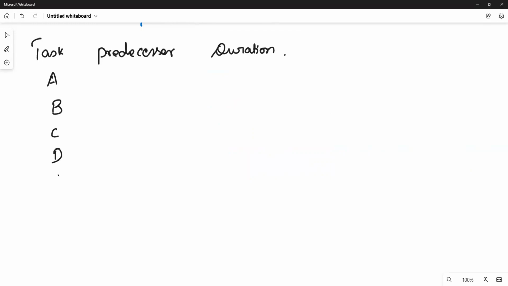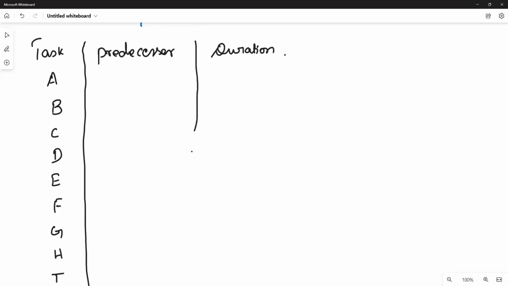So what are all the tasks given in the question? A to I. So task, immediate predecessors and duration. These are given in the question itself. Task starts with A to I. So A, B, C, D, E, F, G, H, I. These are all the tasks given.